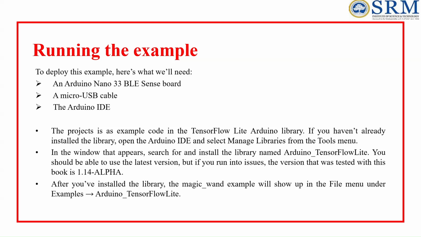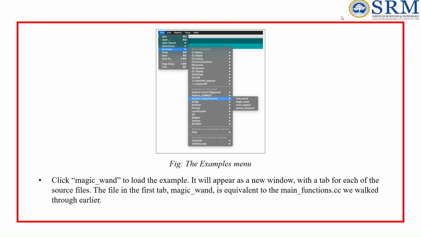Search for Arduino_TensorFlowLite and install the latest version. Once installed, you will find the Magic Wand example under File, Examples, Arduino TensorFlowLite, Magic Wand. Once you open it, you will see multiple tabs with source files. The main tab corresponds to main_functions.cc, which is the entry point of the program.